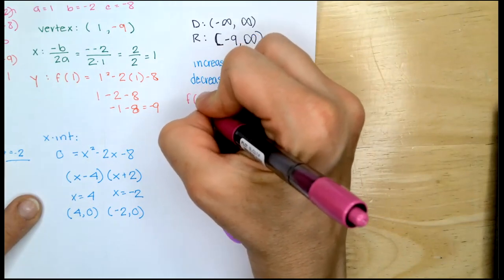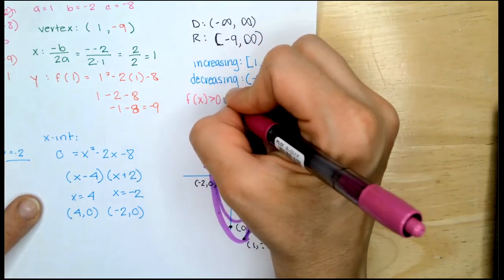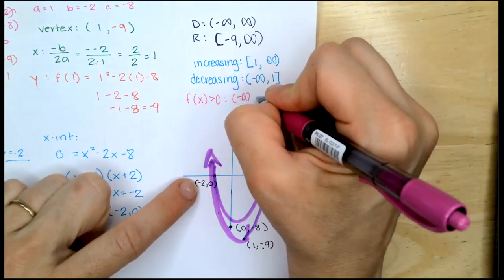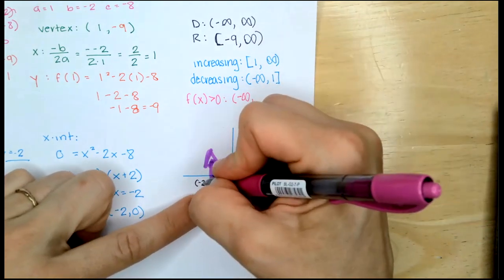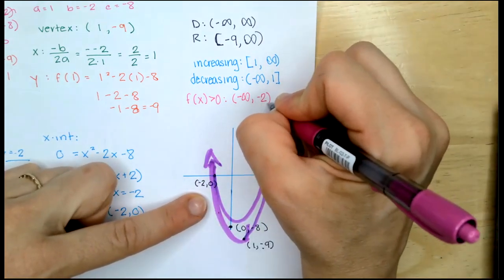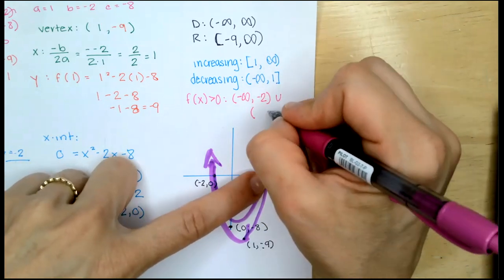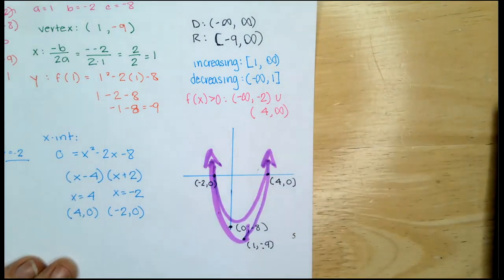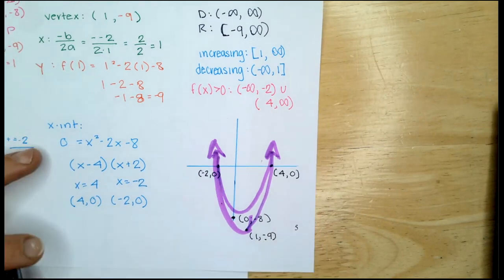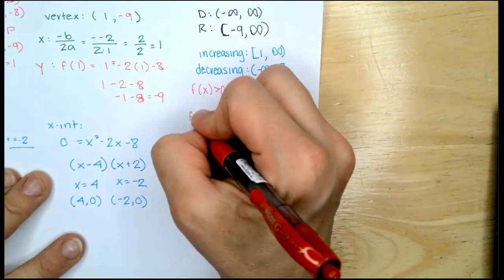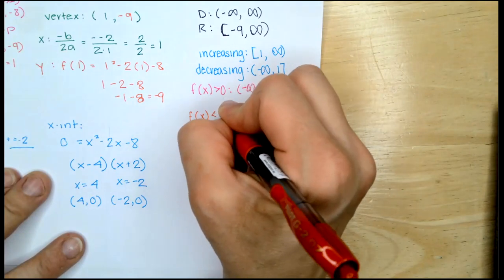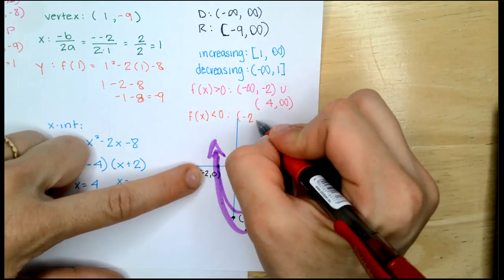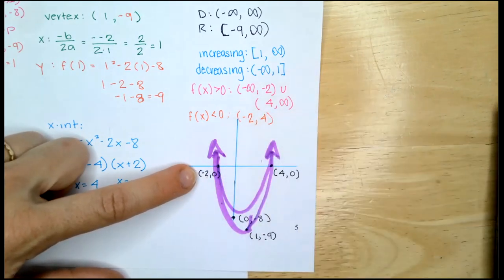F of x is greater than 0. It is greater than 0 between negative infinity until negative 2, and then again at 4 until infinity. Not including those, okay? Because those are where it's actually equal to 0. And then f of x is less than 0 from negative 2 to 4. Not including. Good?